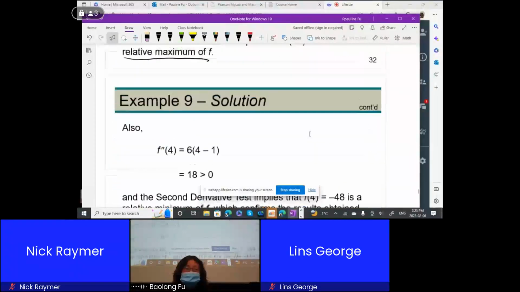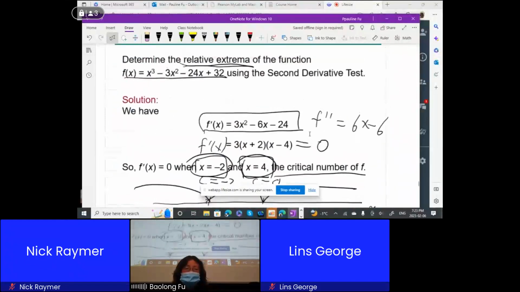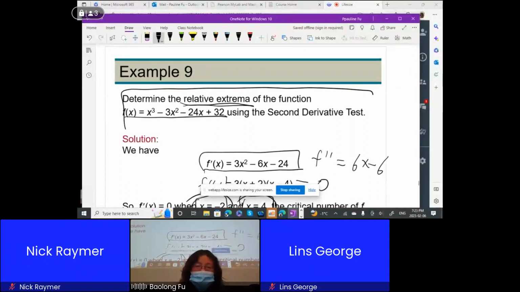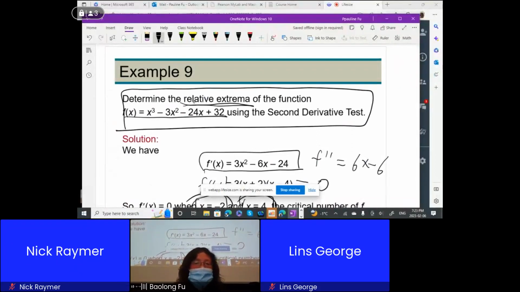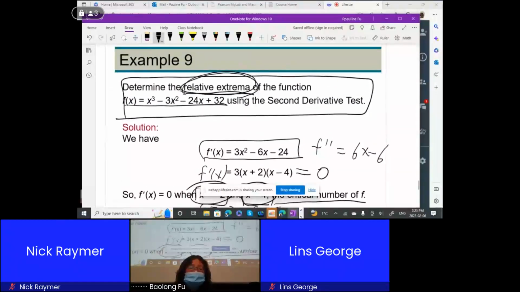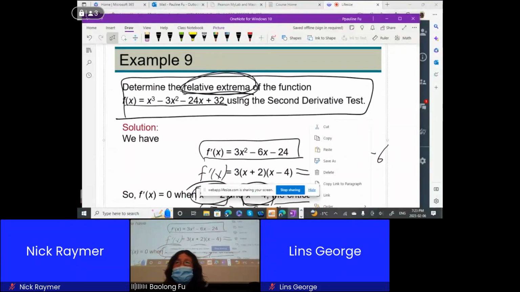Okay, so if I were you, after this lecture, I would just look at this part to see if I can find the relative maximum and relative minimum. If I am stuck, I look at the solution here. So take the example as an exercise when you go home.